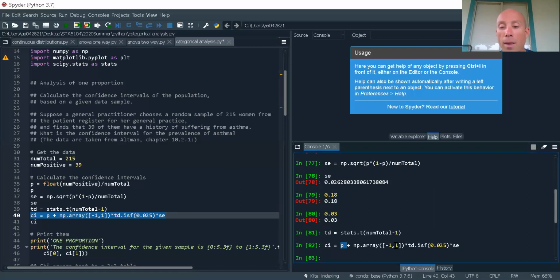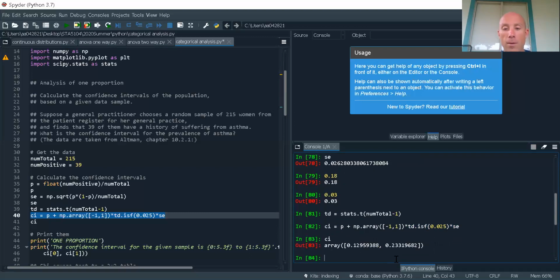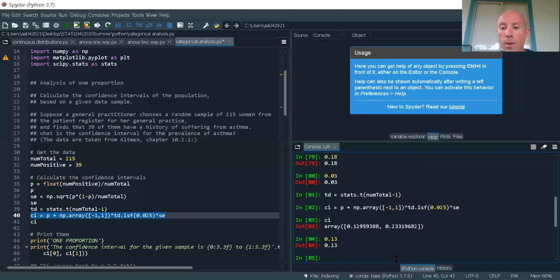I'm going to add all of this to get the upper bound of my confidence interval, so that's going to be the bigger value in the confidence interval. Now I take my estimate and I subtract this value to get the lower value. So I'm going below and going above to get an interval around my estimate. All right, so what does that look like? We can see about 0.13 and about 0.23, something like that.